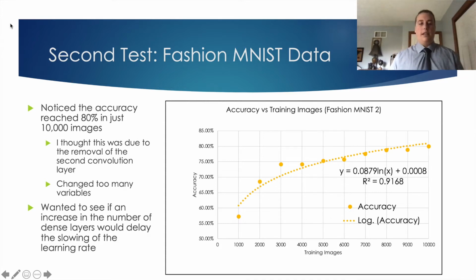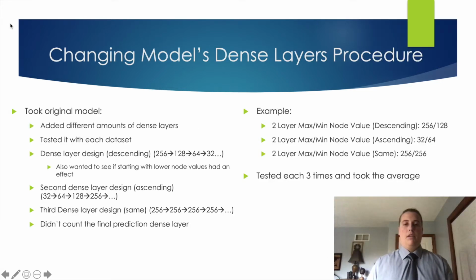So to start off, I just wanted to increase the number of dense layers to see if that would delay the slowing of the learning rate. So how I did this, I took the original model and I added different amounts of dense layers. In this case, I tested it with each of the data sets. So in this design, there were 3: I had a descending design, an ascending design, and then a same design. The descending started at 256 and continued down. The ascending started at 32 and continued up, and then the same just stayed at 256 for each one, and those are the number of nodes in each dense layer. And I didn't count the final prediction layer because they all had that.